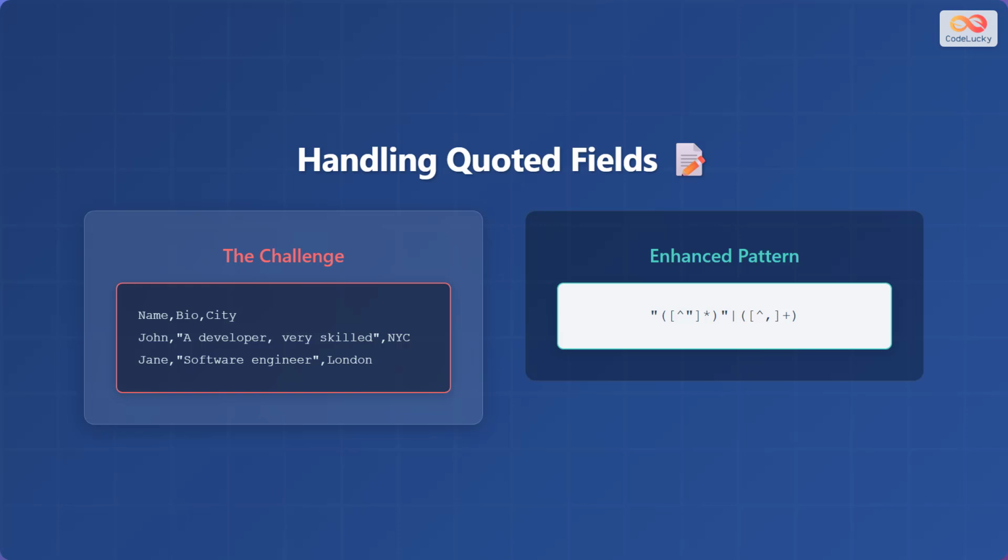To handle this, we can use an enhanced regex pattern. The enhanced pattern is quote, open parentheses, open square bracket, caret, quote, close square bracket, asterisk, close parentheses, quote, vertical bar, open square bracket, caret, comma, close square bracket, plus. This pattern allows for fields to be enclosed in quotes, or not. Essentially, it matches either the characters inside quotes, or characters that are not commas.